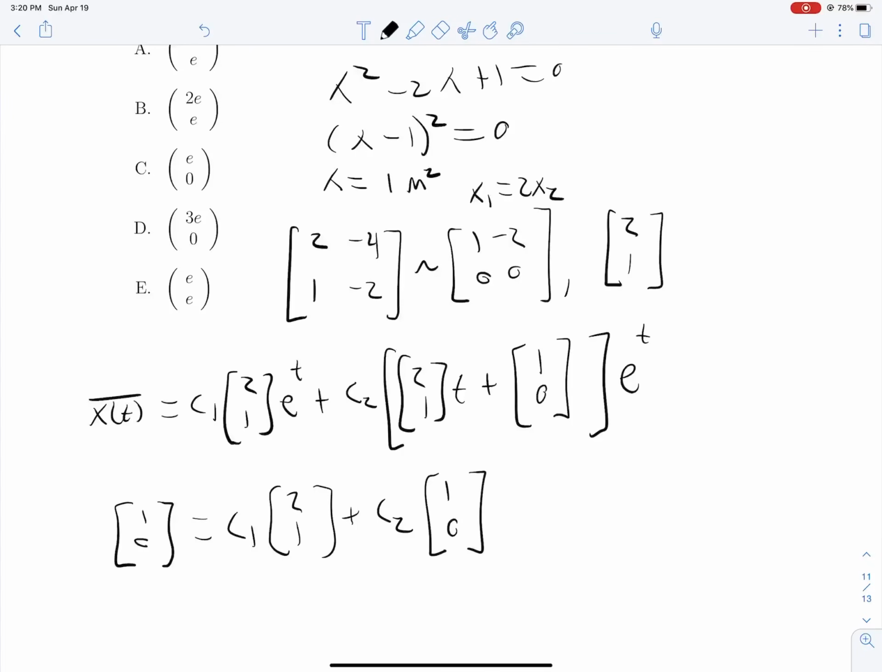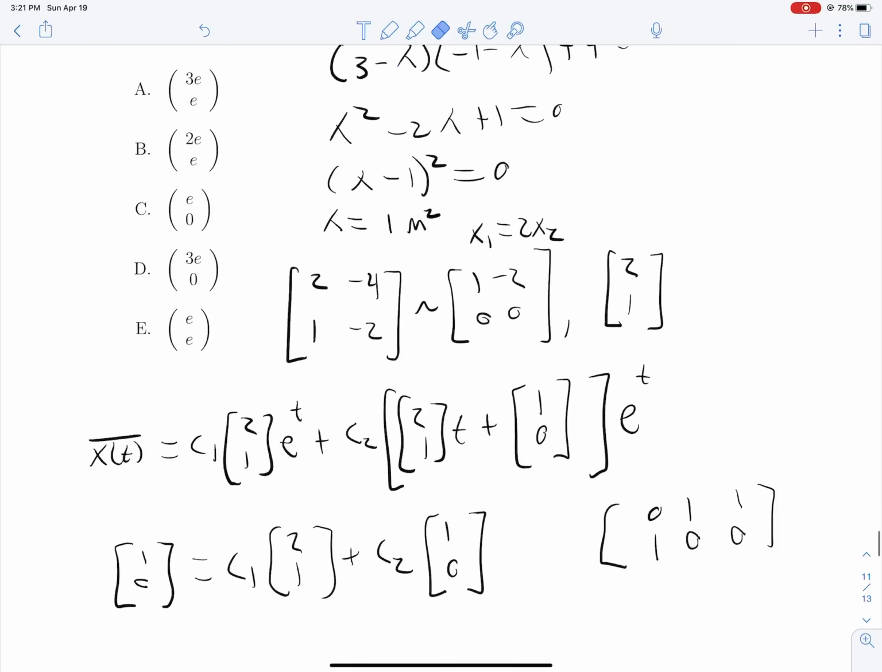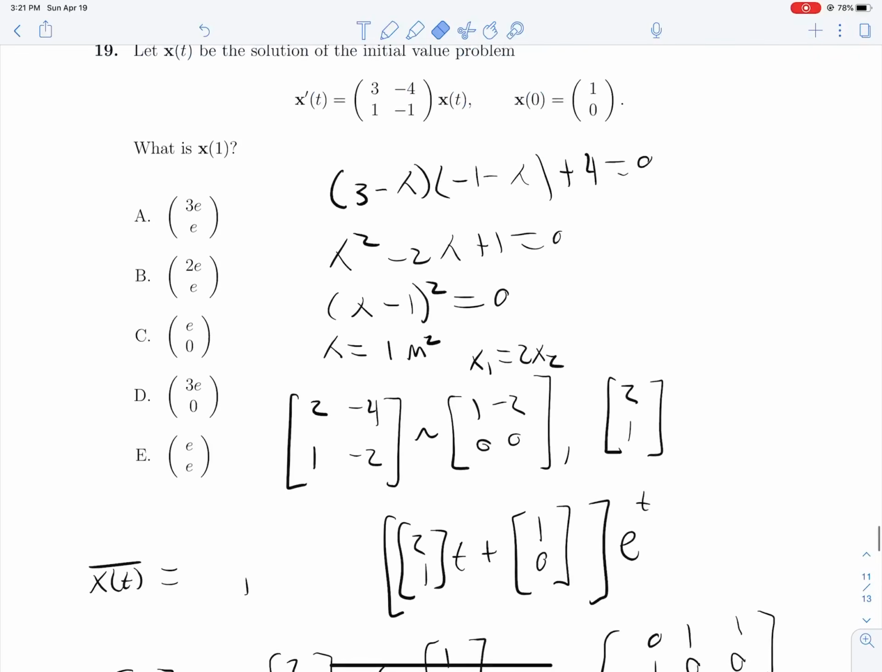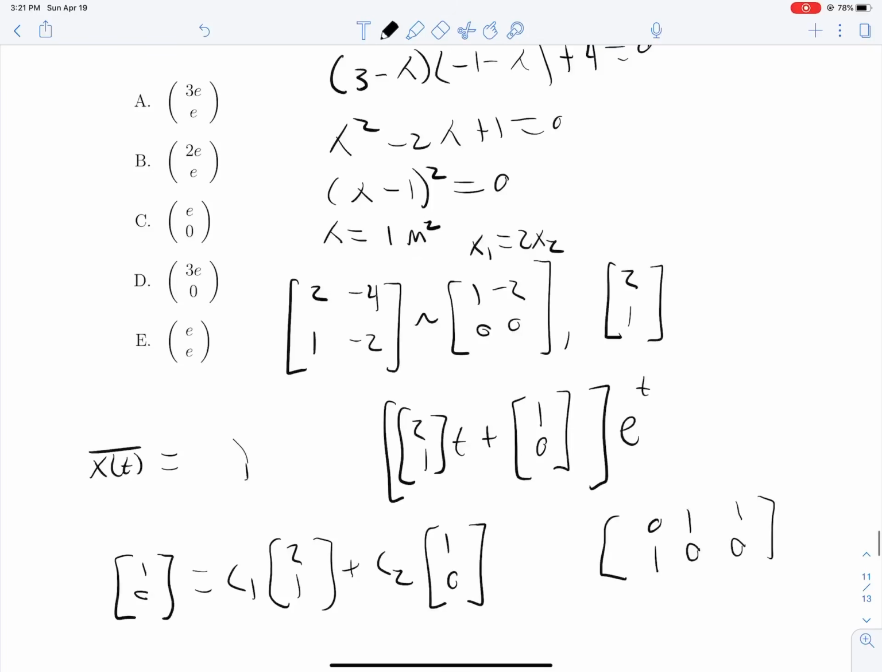Solving the matrix associated with this, we have 2, 1, 1, 0, 1, 0. And we see that c2 is equal to 1 and c1 is equal to 0. So we can get rid of this entirely. And what are we doing? We're looking for x. We're looking for x at 1.